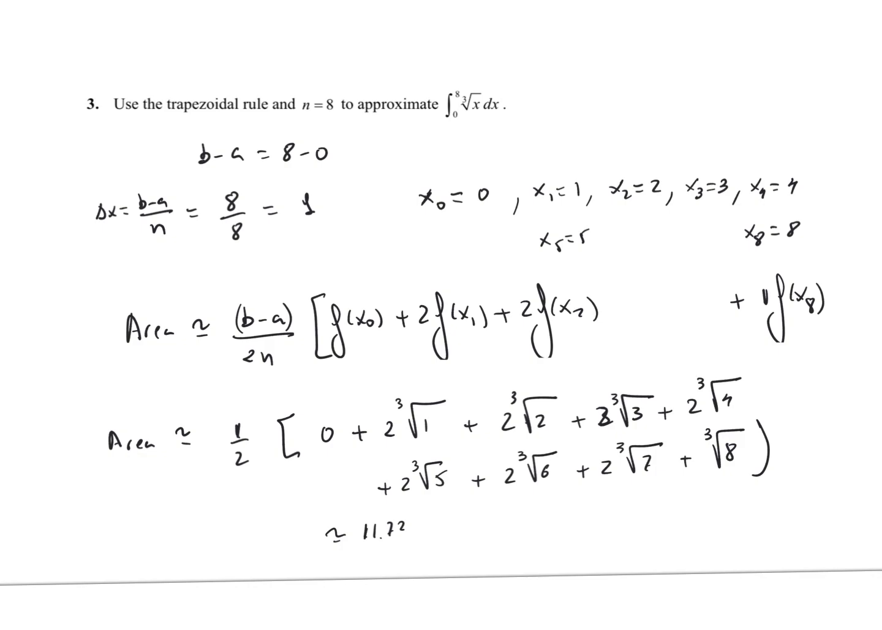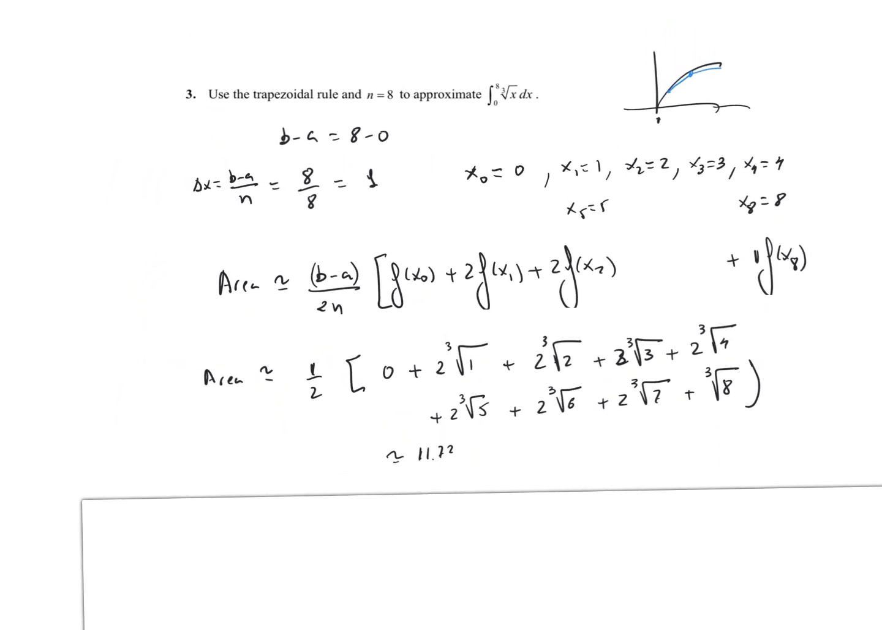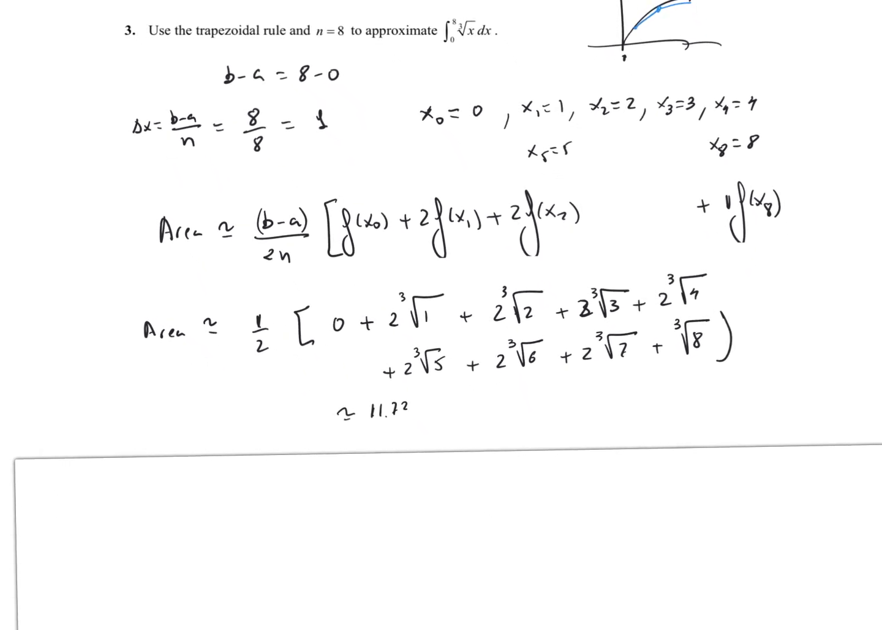It's bigger in this case because, let me think, the cubic root should be something like this, positive from 0 to 8. So when you do the trapezoidal rule, the area will be bigger. Okay, let's do it to see if I'm wrong. The actual area, I'm saying that will be bigger.